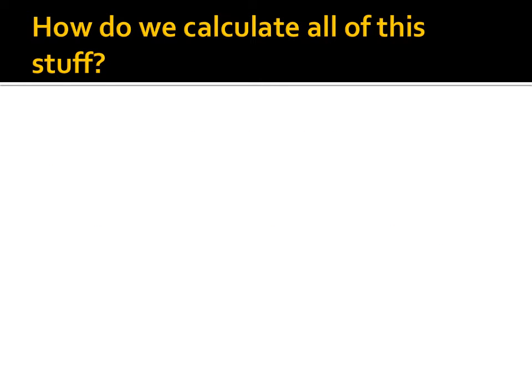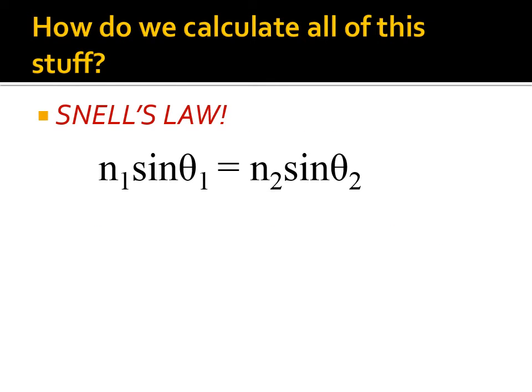In order to calculate all this, we're going to use something called Snell's law, named after the guy who came up with it, whose name was Snellius, which is quite an interesting name. We have these n values, which are the index of refraction for the first material and second material. And then sine of theta 1 and theta 2: theta 1 is the angle of incidence, the incoming angle, and theta 2 is the angle of refraction, or how much it's bent.